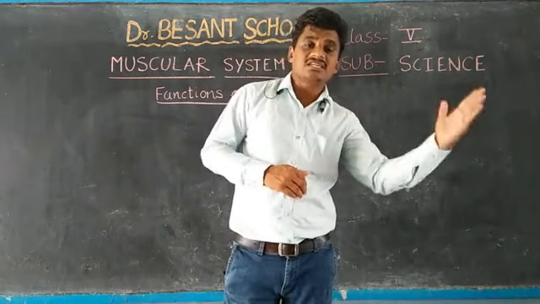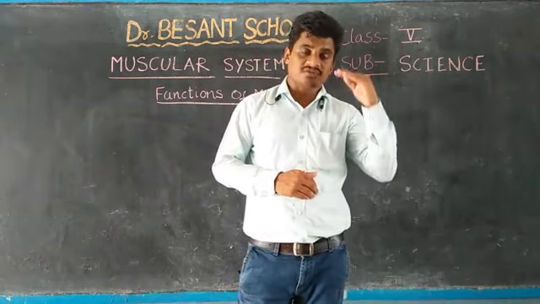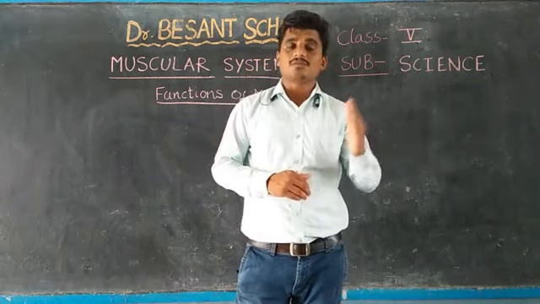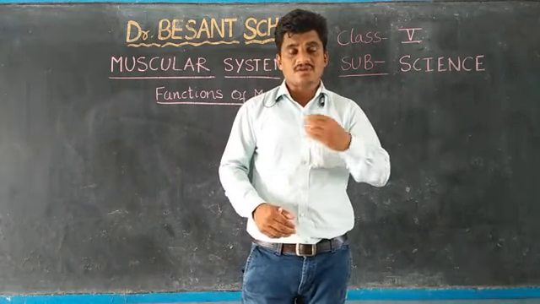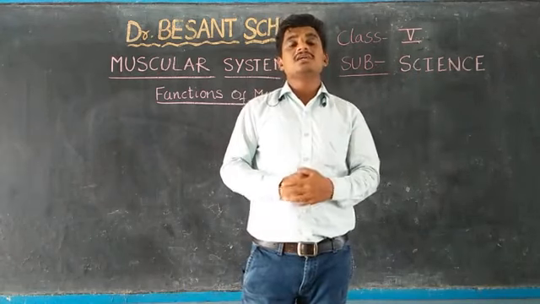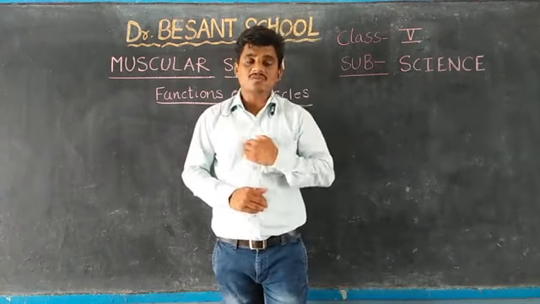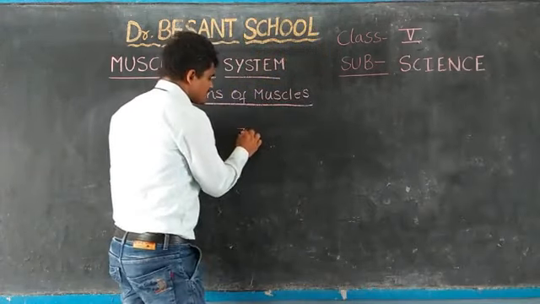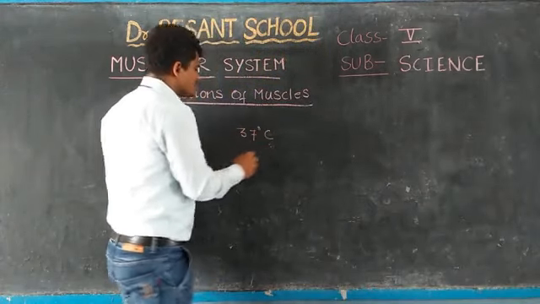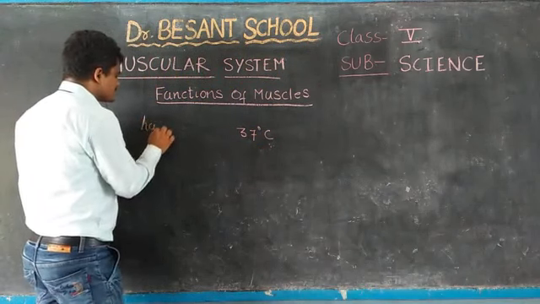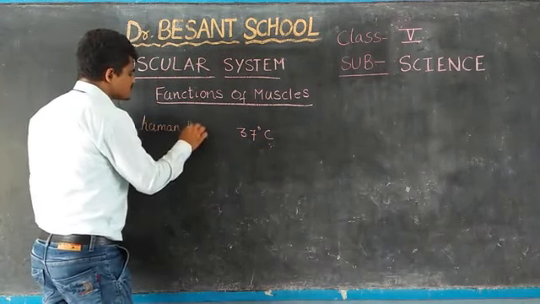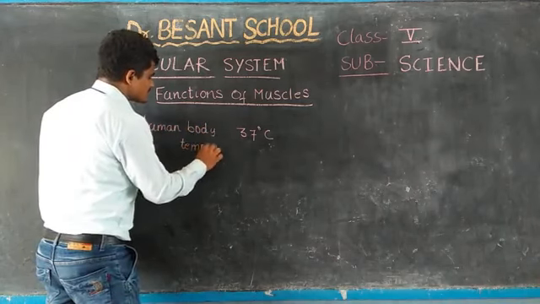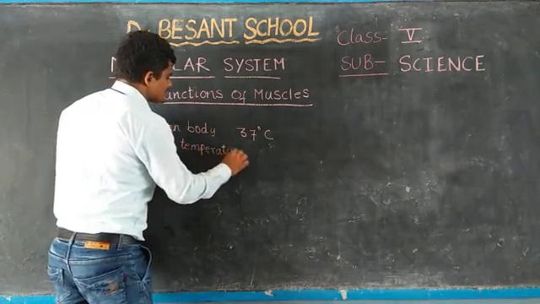Because when the outside temperature is very low, you know that heat flows from a hot body to a cold body. That's why from our body to the surroundings, heat loss will take place. Our body will lose temperature. You know that human body temperature is 37 degrees centigrade.